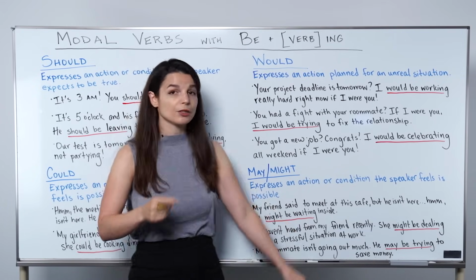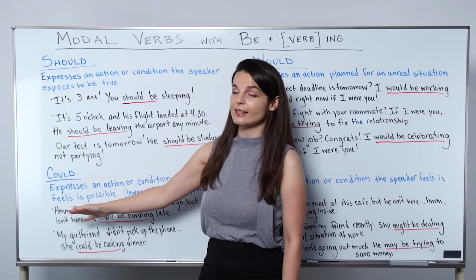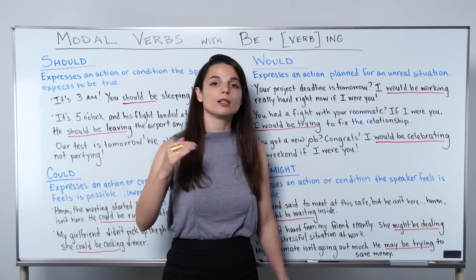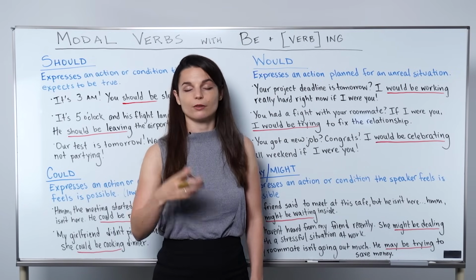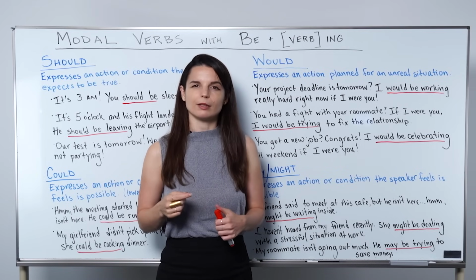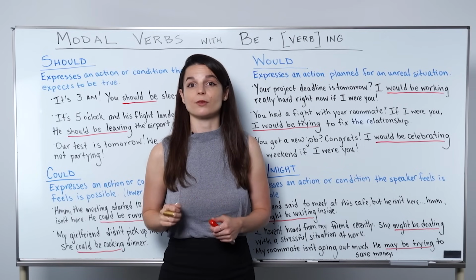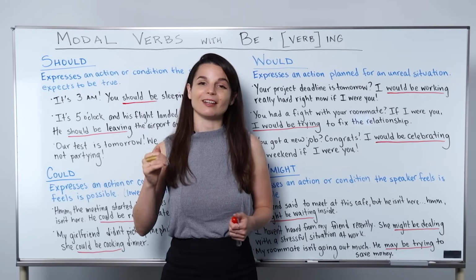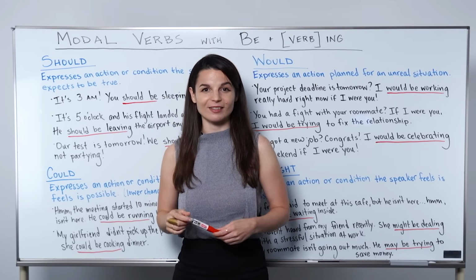Again, we could use could in this sentence, but if you want to show a higher level of possibility, you can use might to do that. So you have some background about your friend and you decide, it's probably this. So she might be dealing with a stressful situation at work. This will show you feel you have a pretty good idea of why you haven't heard from her recently.